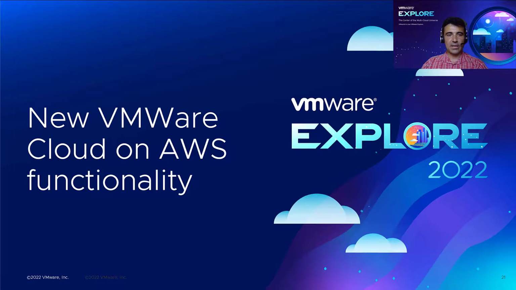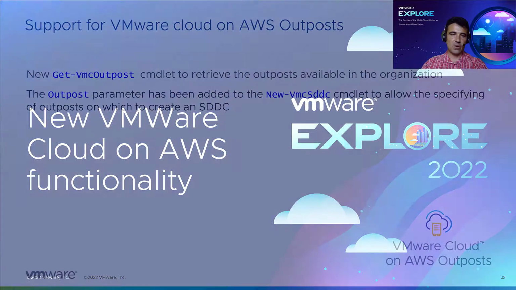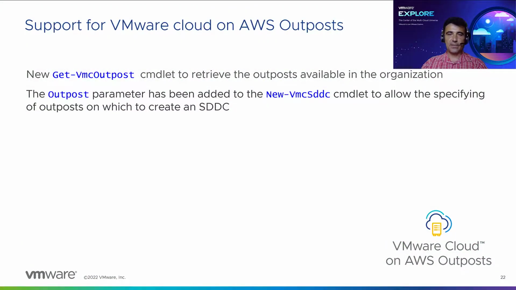Next, let me show you some of the new features that we have added for VMware Cloud on AWS. First, we have added support for VMware Cloud on AWS Outposts. We have added a commandlet, which is Get-VMCOutpost, which allows you to retrieve all the outposts available in the organization. And we have extended the New-VMCSDDC commandlet with an outpost parameter to allow you creating SDDC on an outpost.